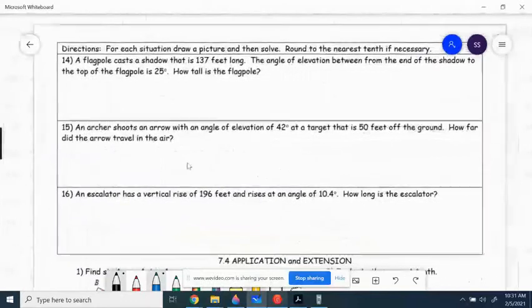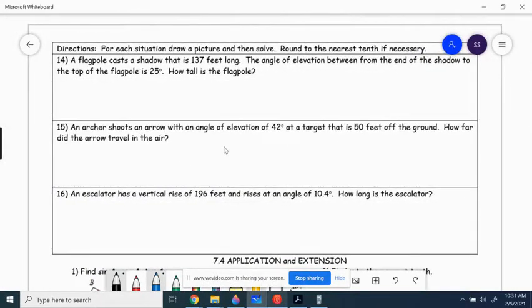Let's look at the back side of your practice problems. 14 through 16, we've got some word problems, so we need to definitely draw a picture for these. It'll help us out. So I'm going to do a couple for you, and you guys can finish them out. So number 14 says a flagpole casts a shadow that is 137 feet long. Okay, so let's start with that. We got a flagpole. We're talking about a shadow, so that's casting something, the shadow's on the ground, right? So this is 137 feet long.